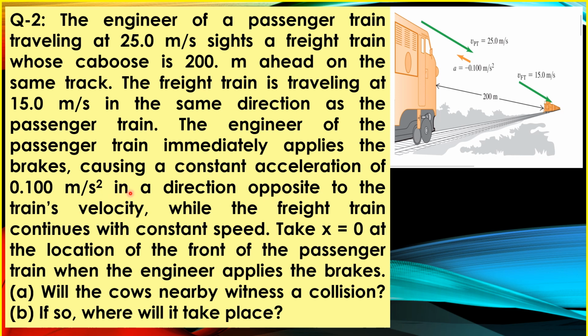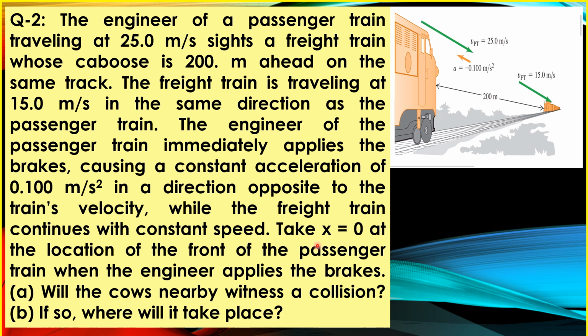This means that the passenger train should decelerate, or accelerate negatively, meaning the passenger train has to slow down to avoid a possible collision with the freight train. The freight train continues to move ahead with constant speed. All right.